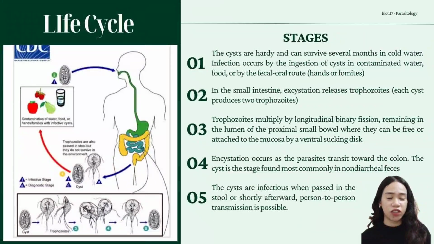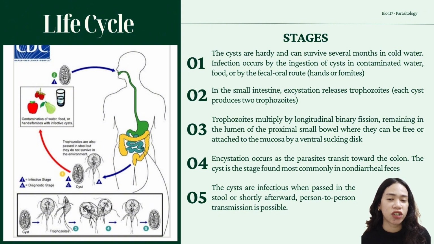For the life cycle of Giardia lamblia, it has 5 stages. In stage 1, the cysts are hardy and can survive several months in cold water. Infections occur by the ingestion of cysts in contaminated water, food, or by the fecal-oral route, such as hands or termites. In stage 2, in the small intestine, excystation releases trophozoites. Each cyst produces 2 trophozoites.